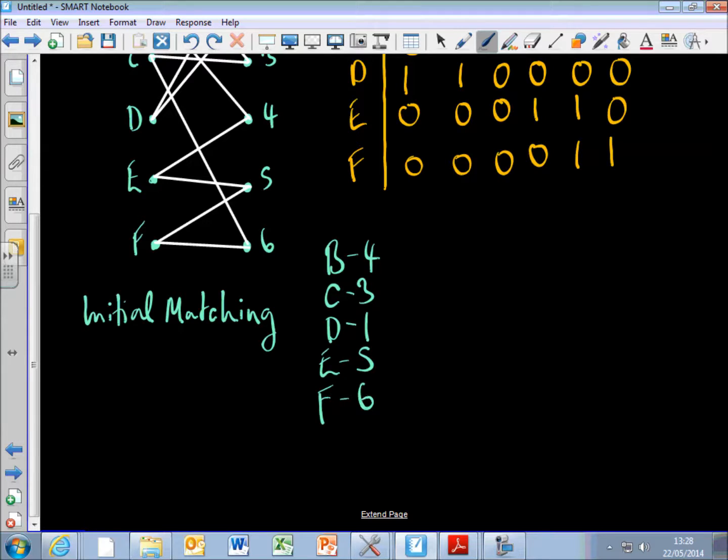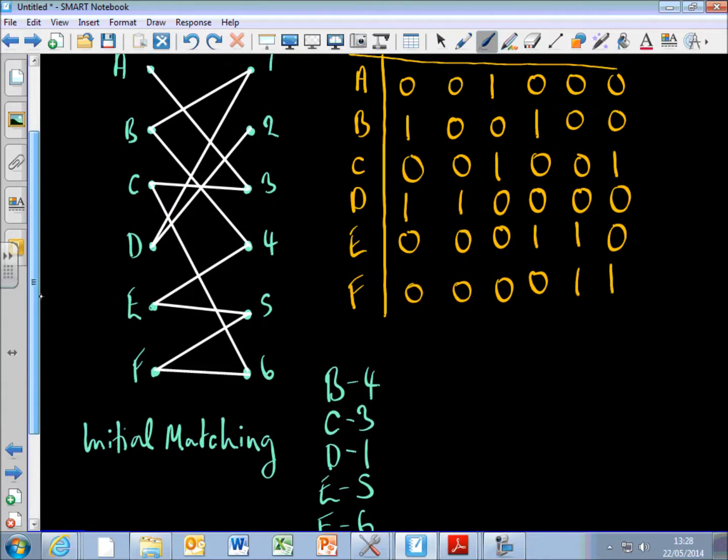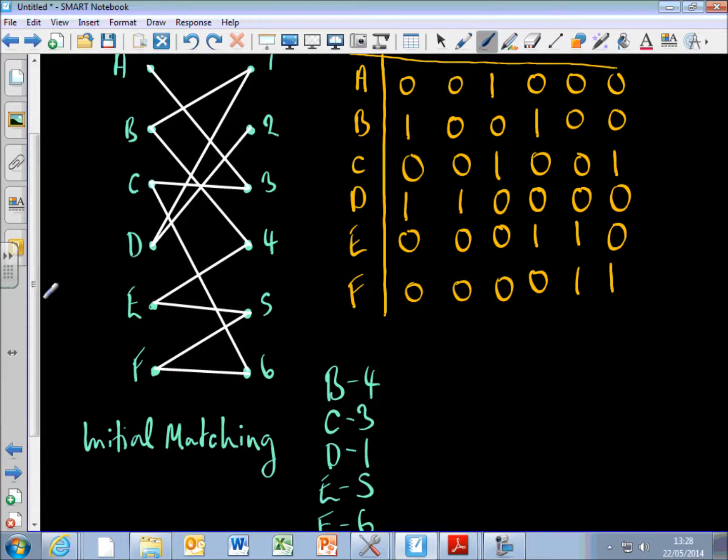Okay. So let me just draw it on there for the time being, just so you can see what's going on. So let's use that colour. B is assigned to 4, so there. C is assigned to 3. D is assigned to 1. Now you don't have to do this on your paper, just helps you picture it. E is assigned to 5, and then F is assigned to 6.